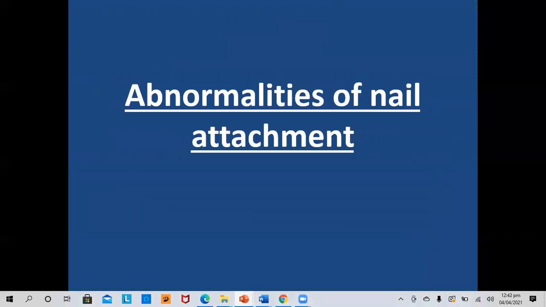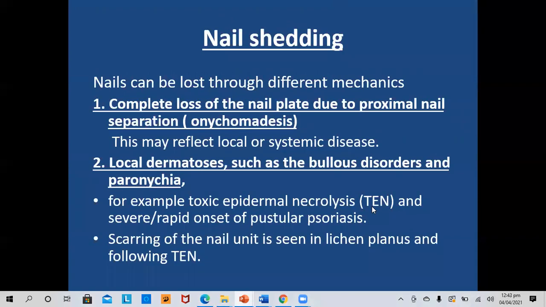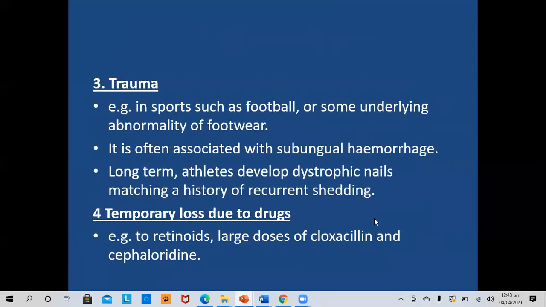Then abnormalities of nail attachment. We have discussed the abnormalities of nail shape, now nail attachment. Nail shedding. Nails can be lost through different mechanisms. Complete loss of nail plate due to proximal nail separation is called onychomadesis. This may reflect a local or systemic disease. Local dermatosis such as bullous disorders and paronychia, for example, or pustular psoriasis. Scarring of the nail unit is seen in lichen planus.